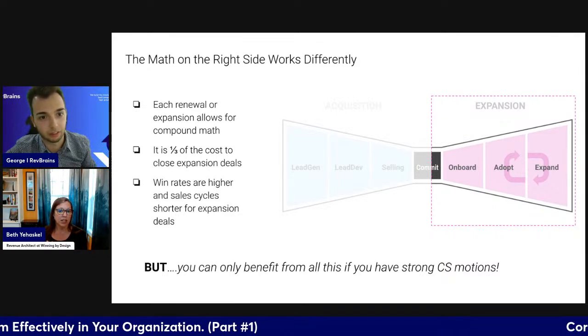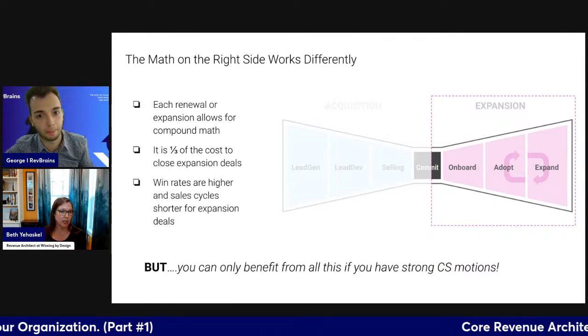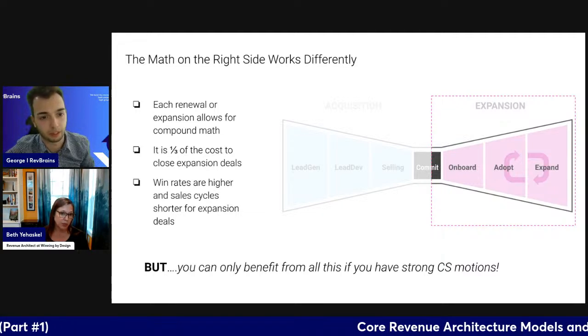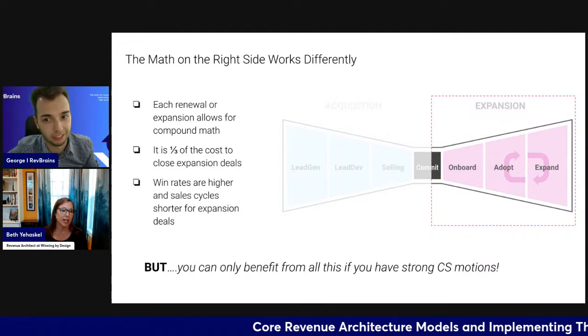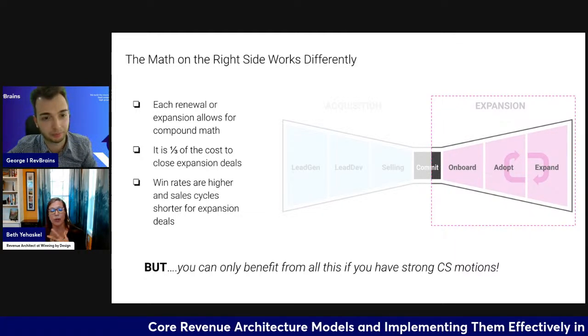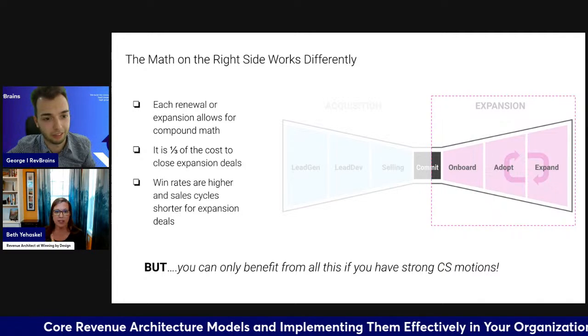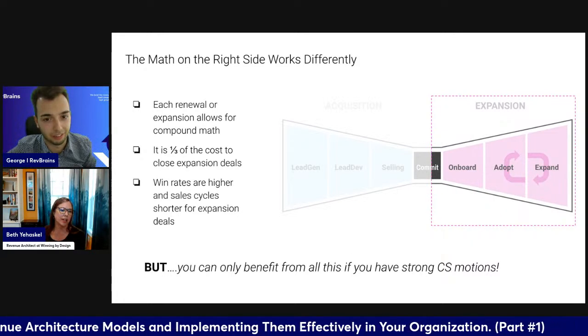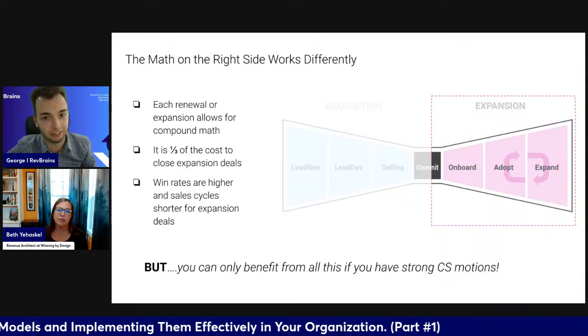So a lot more attention tends to be the right move in a time like this on that right side of the bow tie. But you can't take advantage of it if you don't have strong leadership on that side, and onboarding and support and CSMs and AMs and all that stuff.